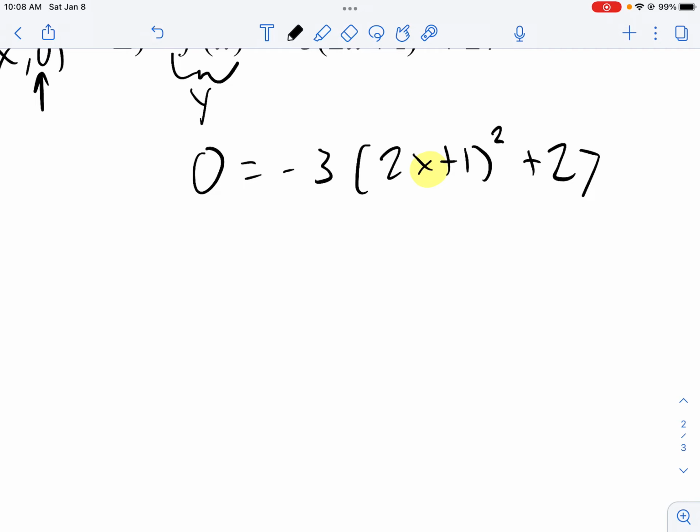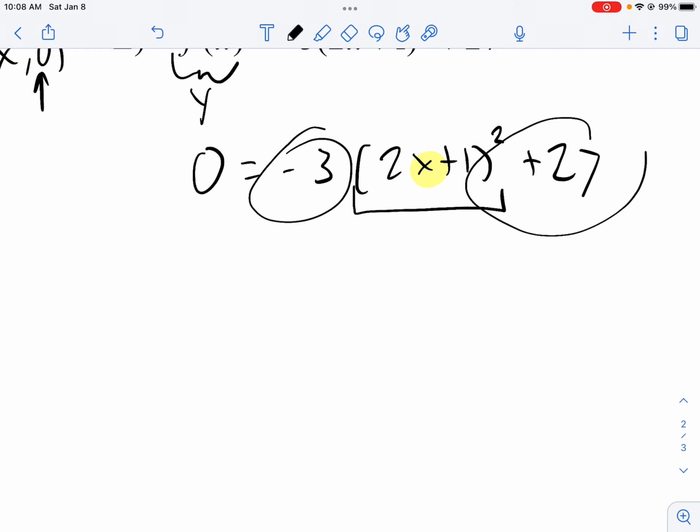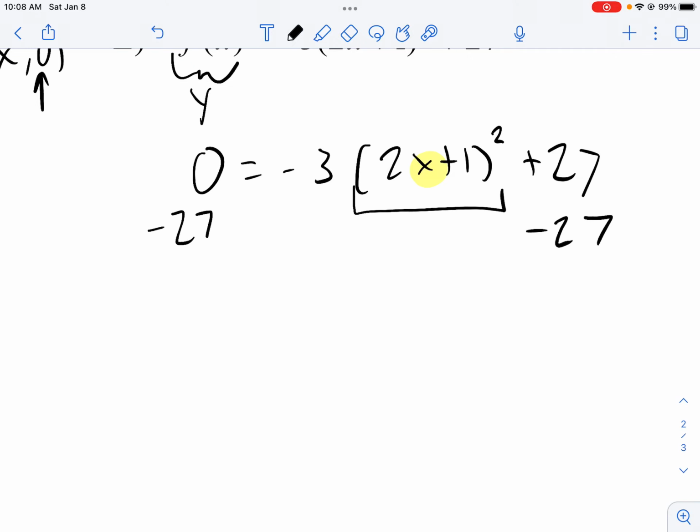Alright, so first off, we have to get our parentheses squared by its lonesome. So we have this negative 3 and a plus 27 to deal with. Now, deal with your addition subtraction first. So here we have adding 27. We undo it by subtracting 27, both sides. So we have negative 27 equals negative 3 times 2x plus 1, quantity squared.